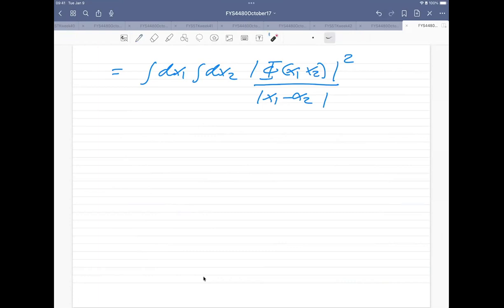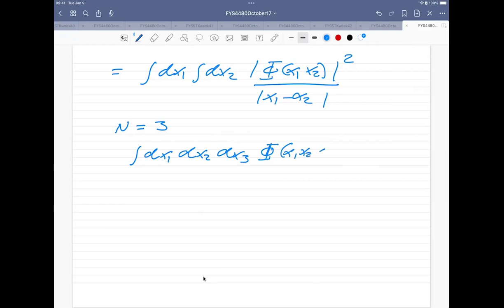You could write this term here in terms of a one-body density. If you look at this term times that term, and if I multiply that with n, the number of particles, 2 in that case, this could be proportional to a one-body density. But let's look at the case with n equal to 3. If I have n equal to 3, then what I will get is an integral here over dx1, dx2, dx3, and then I'm going to have the wave function x1, x2, x3.